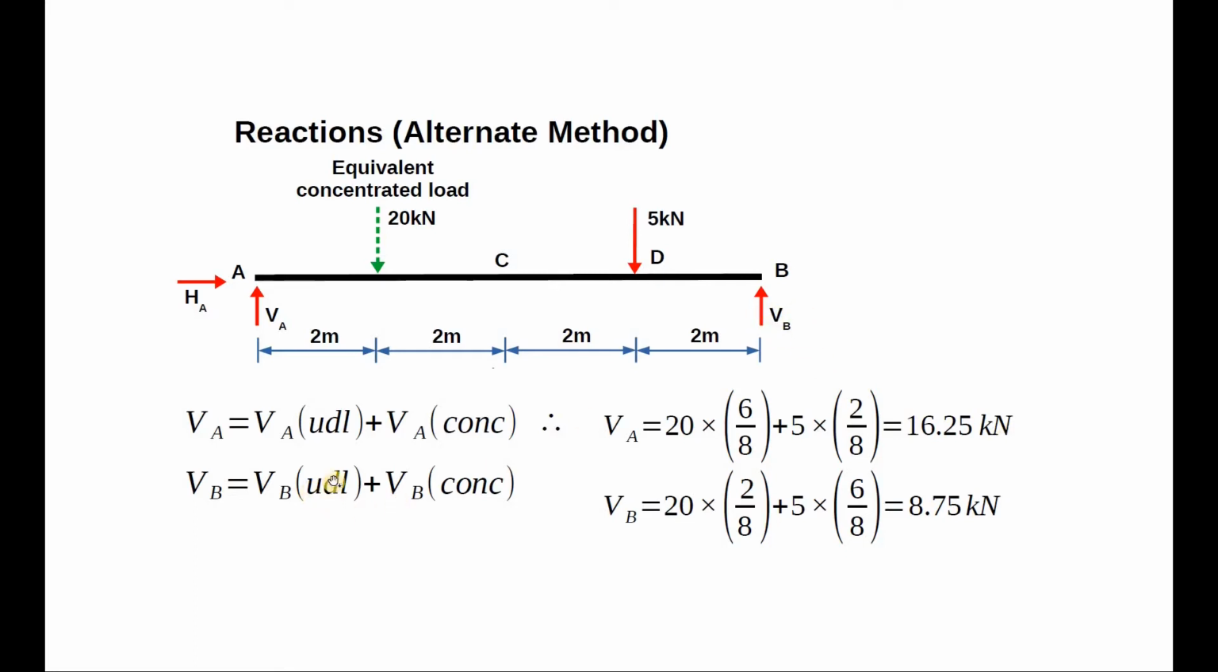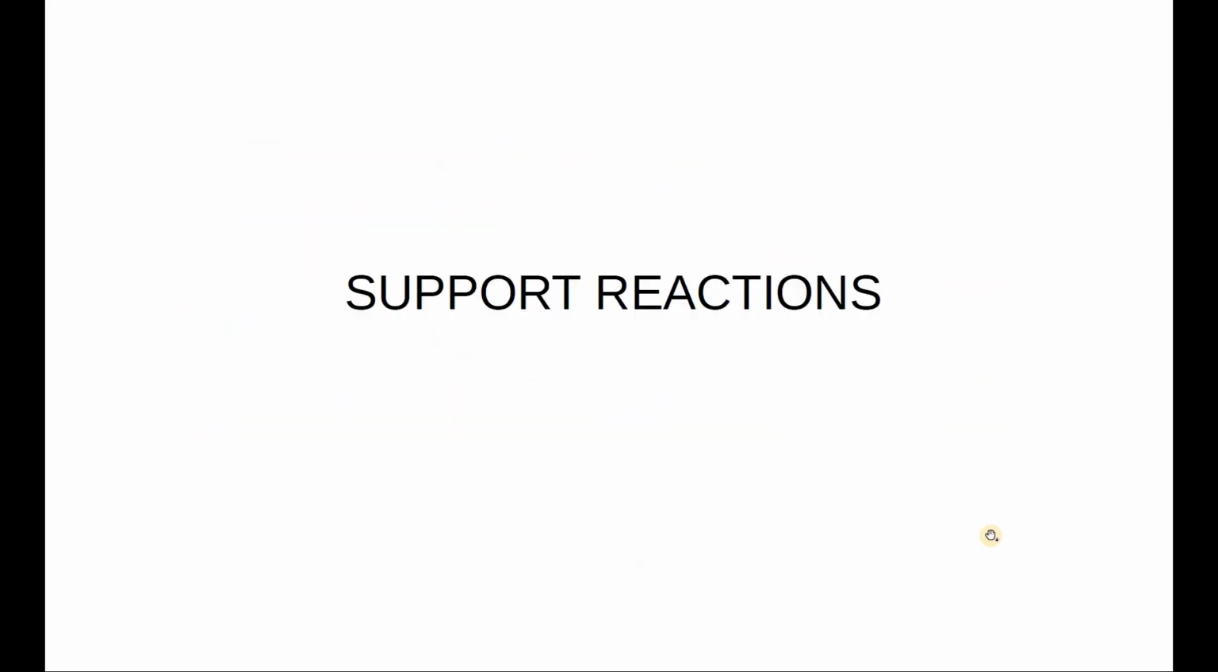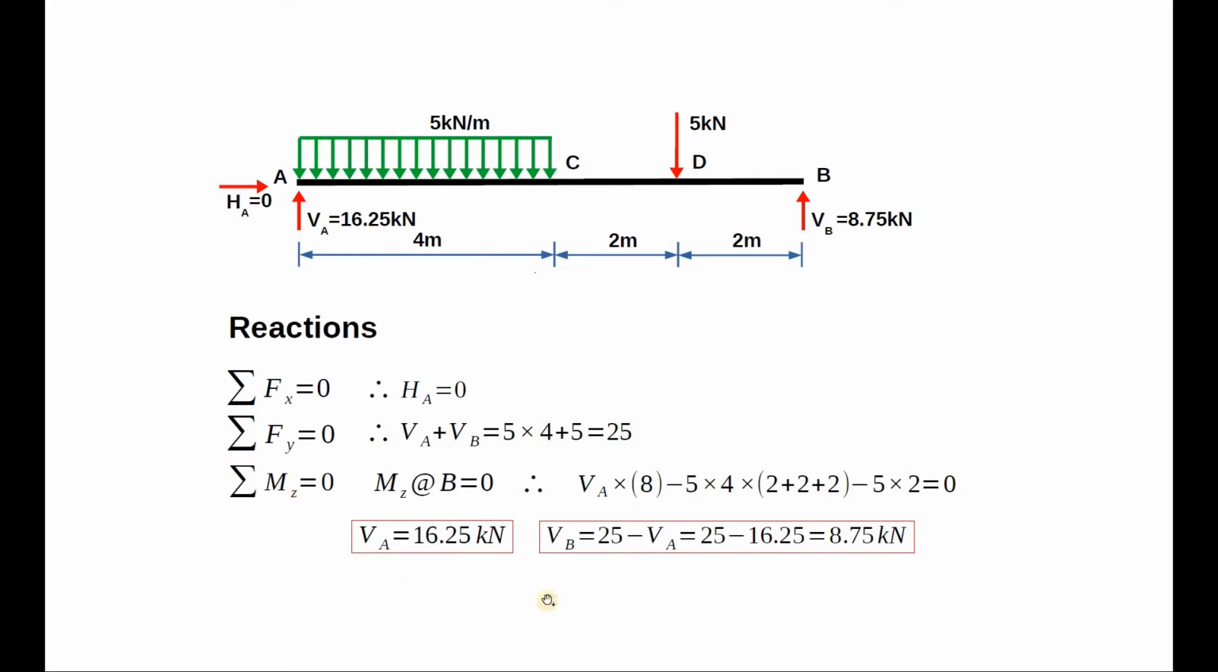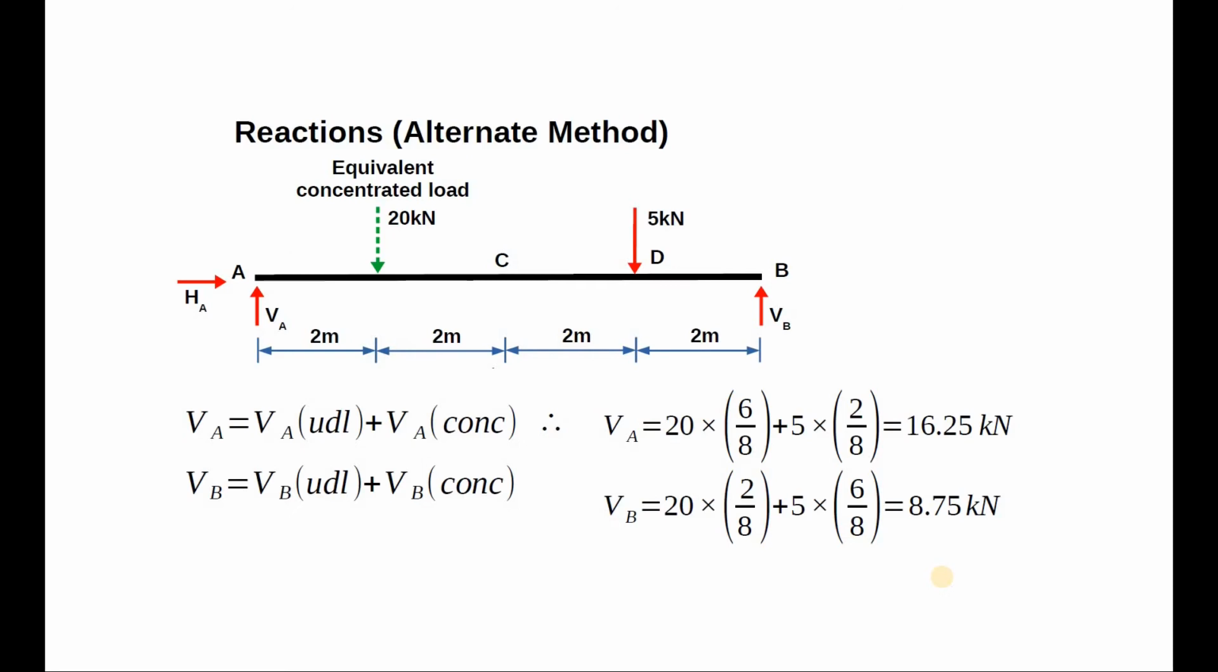Similarly, VB is VB due to UDL plus VB due to concentrated load, and we get 8.75 kilonewtons, which is exactly the same as what we have calculated in our previous method. Note here that because we had only two loads coming on the beam, we had two terms representing contributions from each load. If we had more than two loads, we would have added more terms representing the contribution from each load in order to get the total reaction.